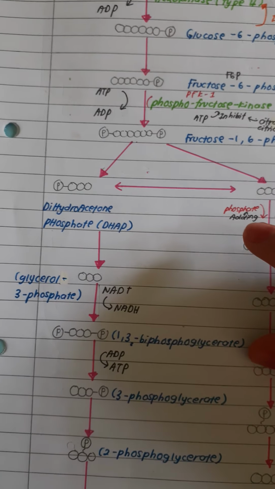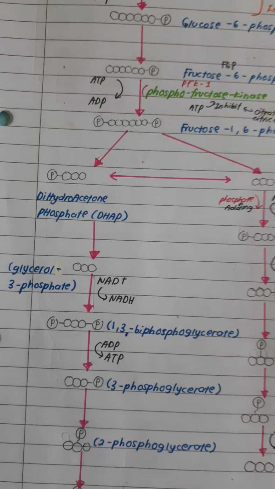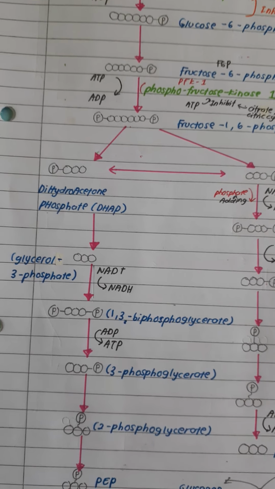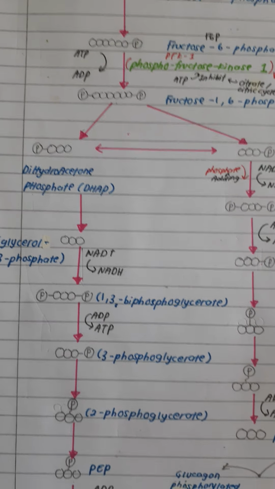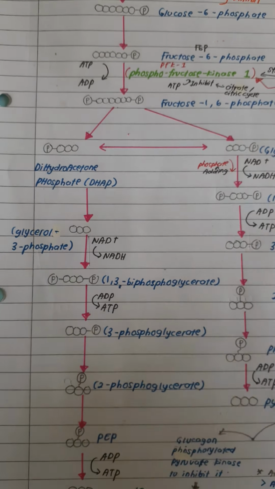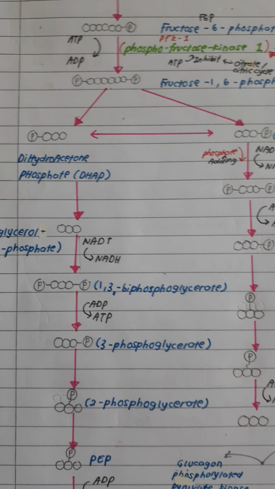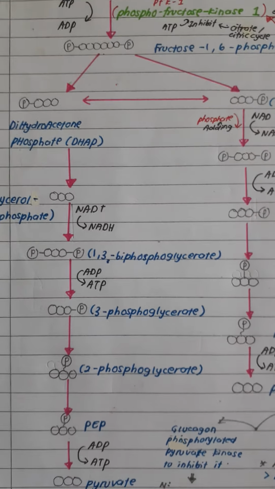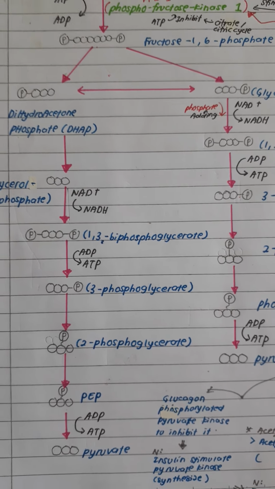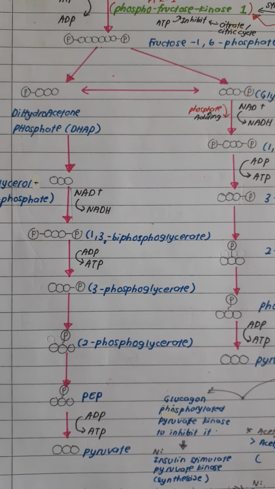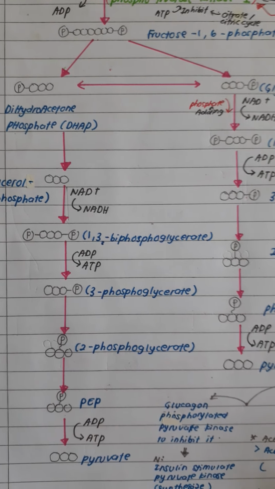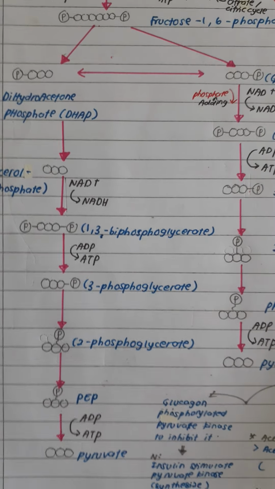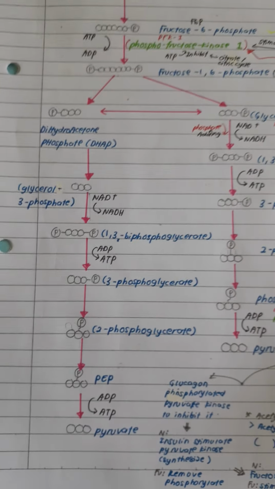For DHAP, it has to convert to glycerol 3-phosphate first, then it can be converted to 1,3-biphosphoglycerate, and then next converted into 3-phosphoglycerate, and 3-phosphoglycerate has to be converted to 2-phosphoglycerate before converted into PEP, and PEP has to be converted into lastly pyruvate. That's all for this video.